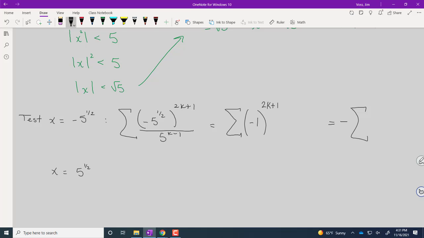Okay, let's look at the other part of this. So here, we have 5 to a power to a power, so we have to multiply the powers. So in the numerator, that's 5 to the k plus 1/2. And multiply 1/2 times 2k plus 1. 1/2 times 2k is k, 1/2 times 1 is 1/2. And in the denominator, we have 5 to the k minus 1. So the switchy-looking thing became just a minus. Now we have powers of 5, so we subtract the exponents, numerator minus denominator. k minus k, 0. 1/2 minus minus 1 is 5 to the 3/2.